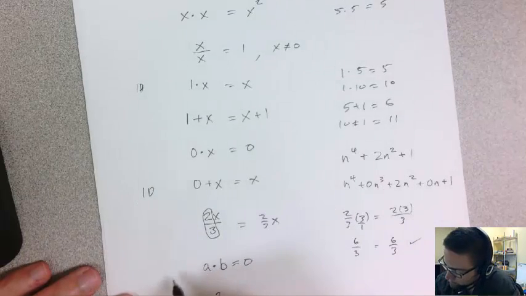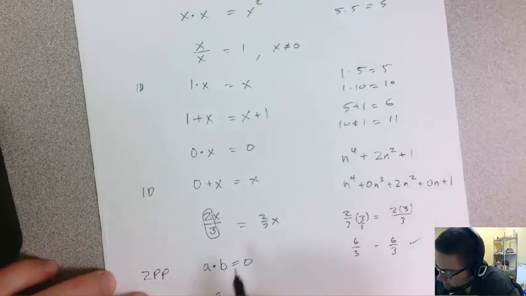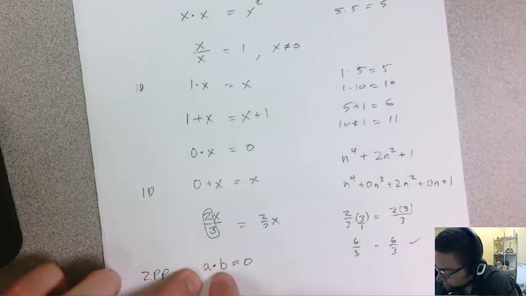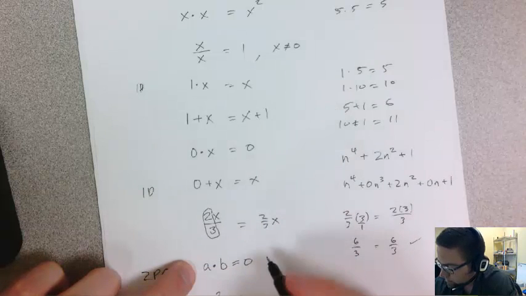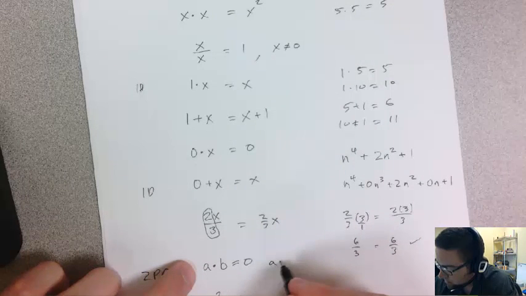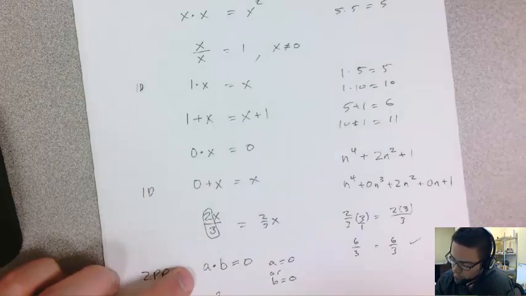This is called the zero product property, ZPP. If you multiply two things together that are equal to 0, one or the other has to be 0, right? So A is equal to 0 or B is equal to 0 would be solutions to this, or they could both be 0, right?